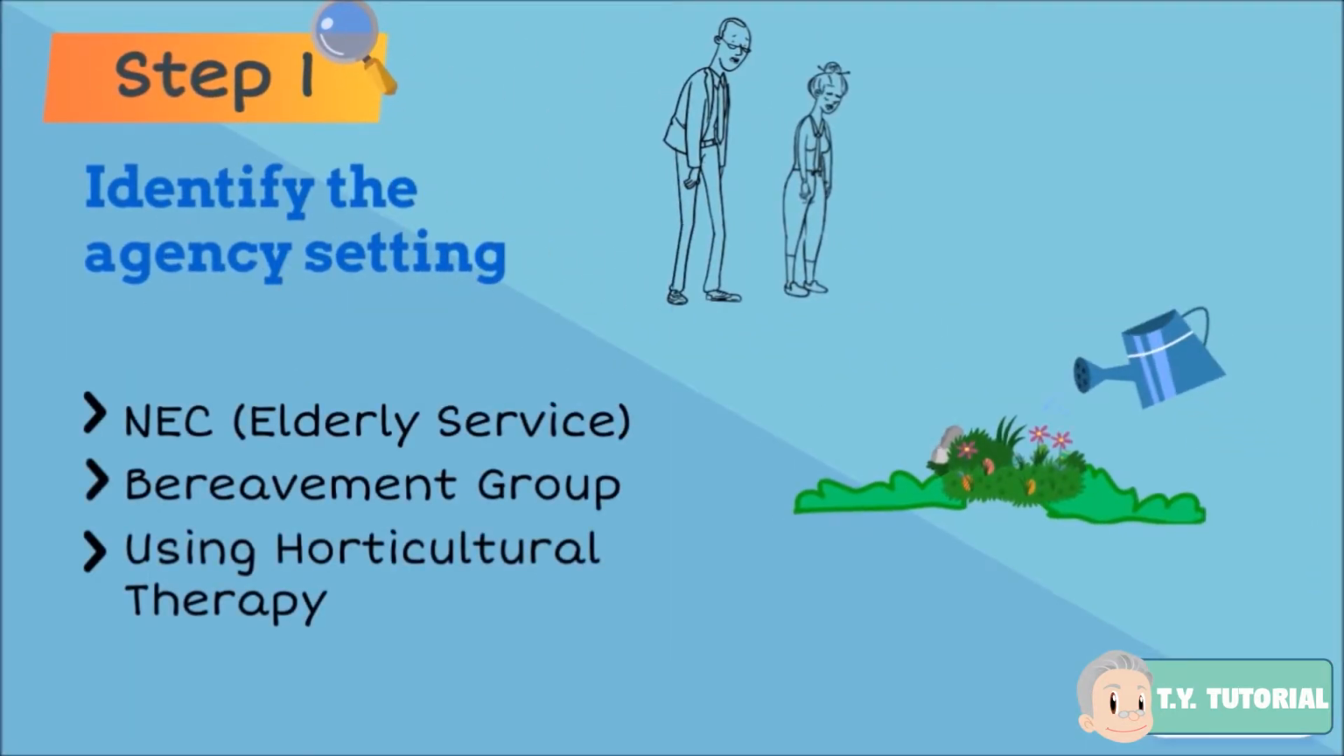Here comes an example. For step 1, we have to identify the agency setting. In this example, it is about an NEC which serves elderly service. The worker is holding a bereavement group using horticulture therapy.